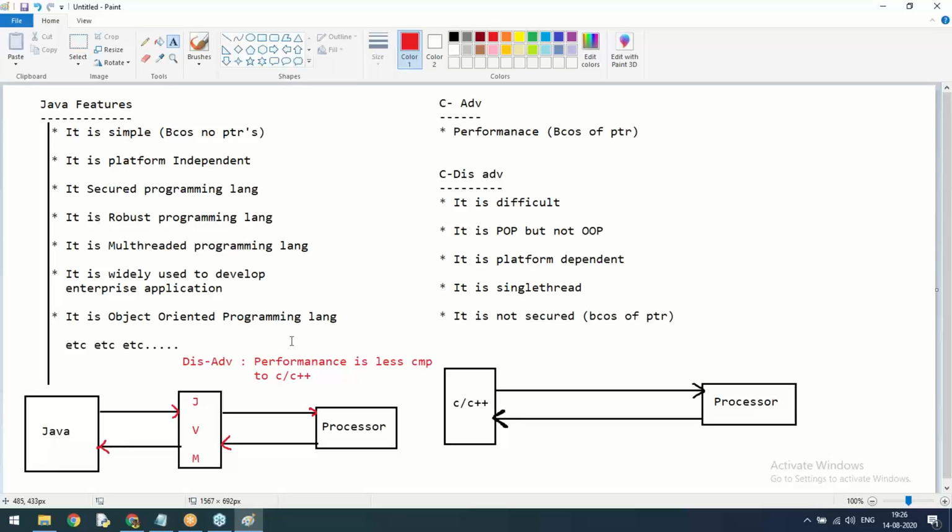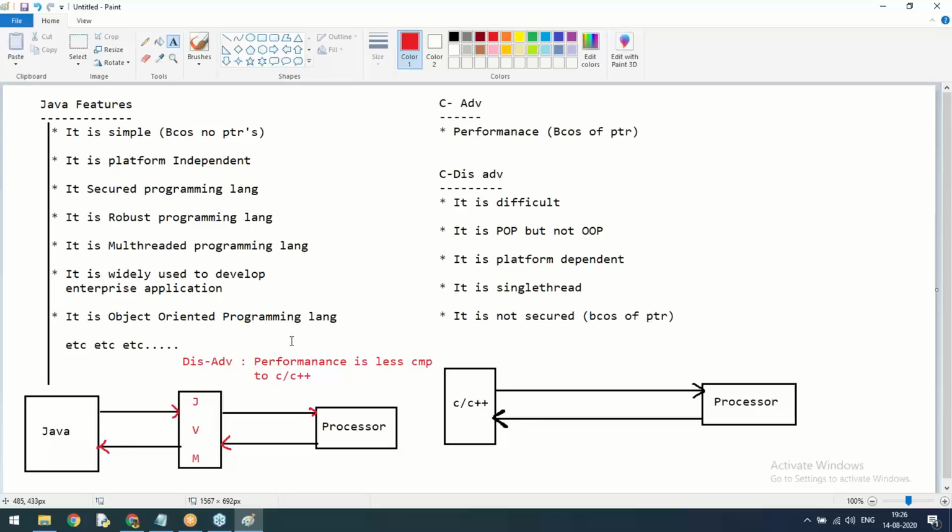This is your interview question. If anybody asks, can you tell me some Java features? Everybody will tell good things about Java. Now, if they ask, can you tell me one disadvantage of Java? People will say, no, Java doesn't have any disadvantage, only advantages. Is it so? No, you have some problem in Java also. You have one drawback in Java. What is that drawback?